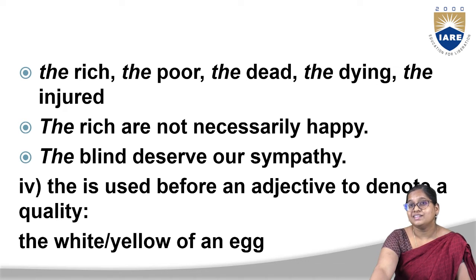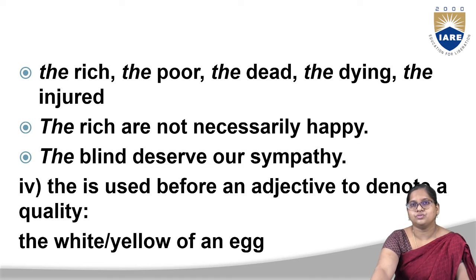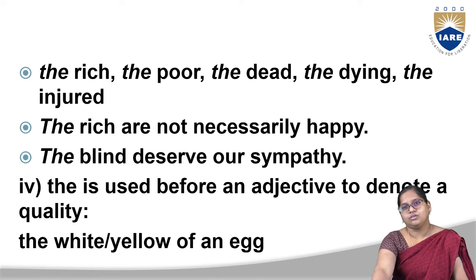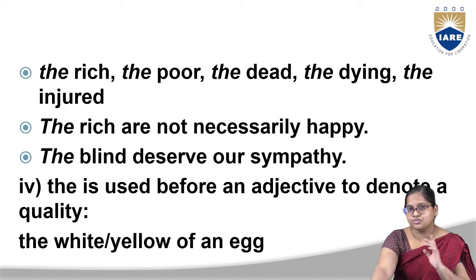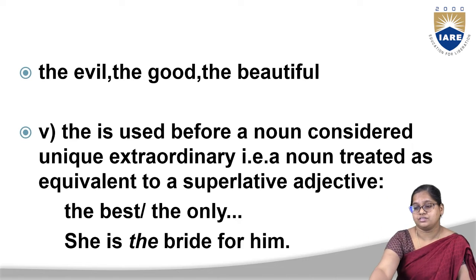The rich are not necessarily happy. The blind deserve our sympathy. So you can represent by using the white, yellow, or of an egg. So that is universal, single, and so you use the evil, the good, the beautiful, general, and universal. So universal, one and only. General in the sense that it is not everywhere, but it is universal. You are signifying as a whole.